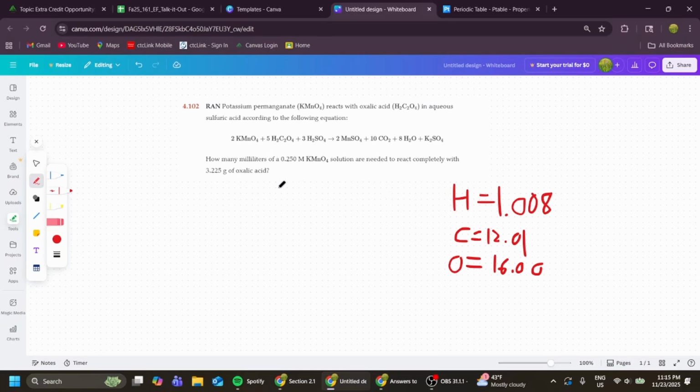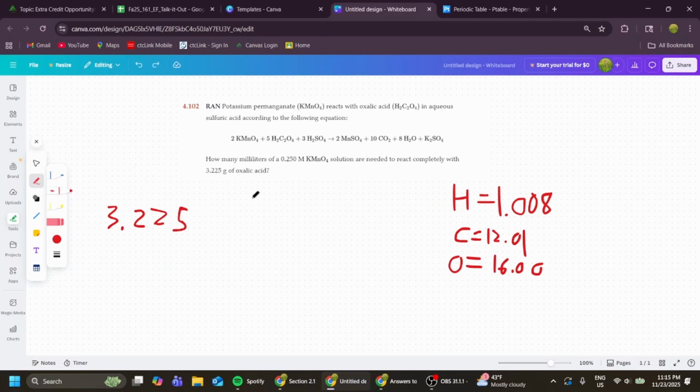So for questions like these, what I like to do is start off with the given number. When I see this part, that usually tells me that I like to start with this number. So let's write down 3.225. I'm not going to label it, but assume that that's oxalic acid.